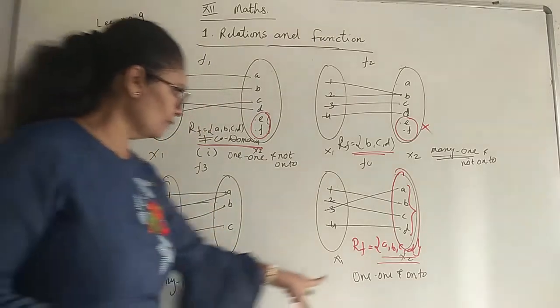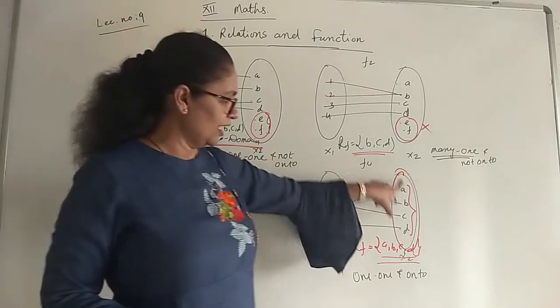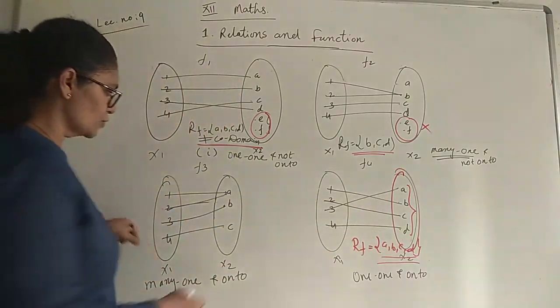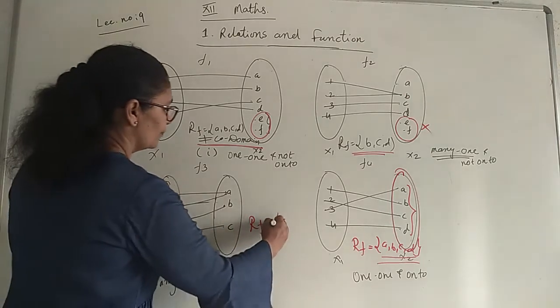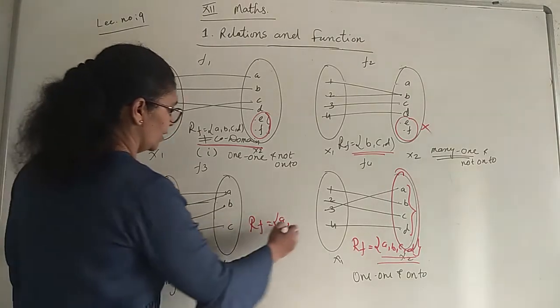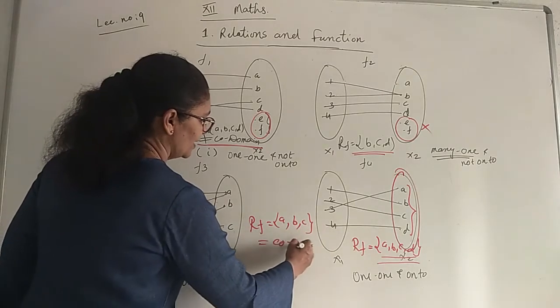And in these 2, your domain is 1, 2, 3, 4 and codomain is ABC, and here ABCD. And your range also, check your range here. When you find the range, 1 with A, with 2 also A, with 3 B, and with 4 C. So here your range and codomain are the same.